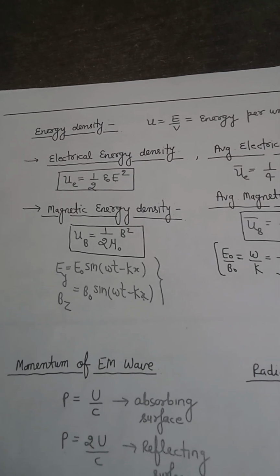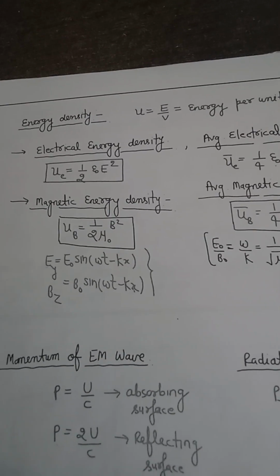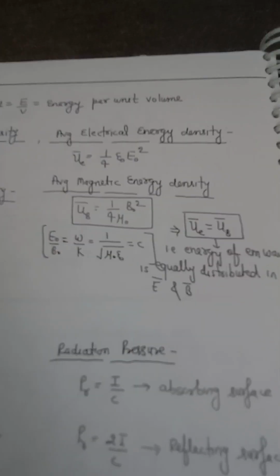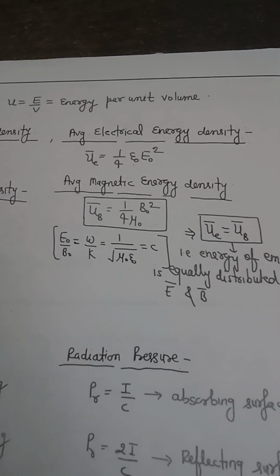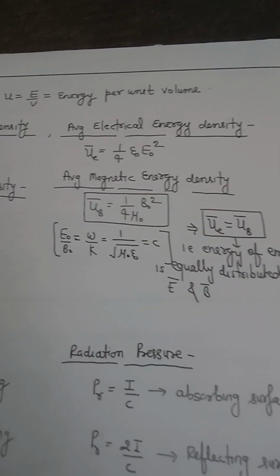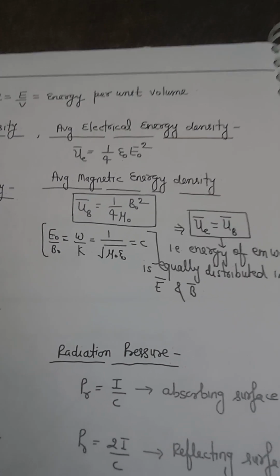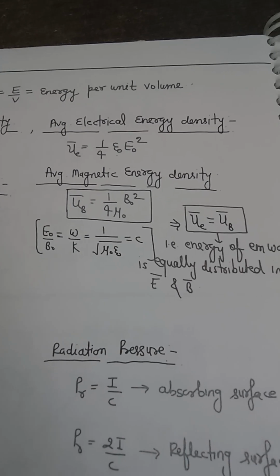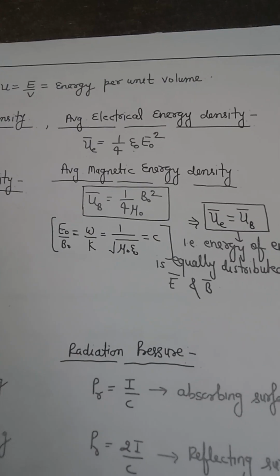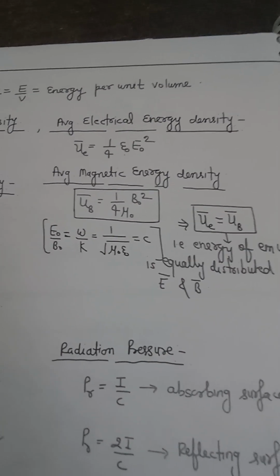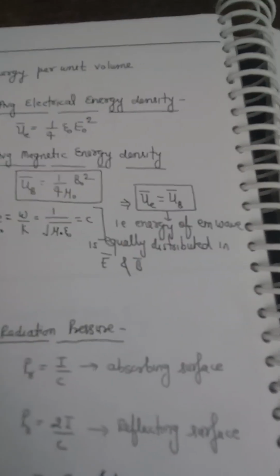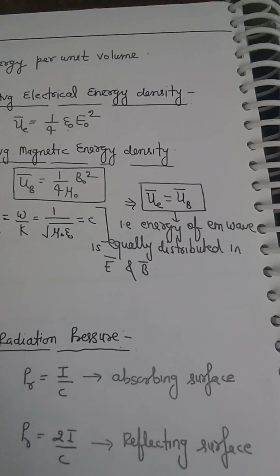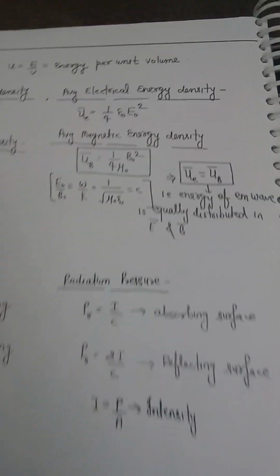Here E_y is equal to E₀ sin(ωt − kx), and B_z is equal to B₀ sin(ωt − kx). And average electrical energy density U_E is equal to 1/4 ε₀E₀², and average magnetic energy density U_B is equal to 1/(4μ₀) B₀². So E₀ upon B₀ is equal to ω upon k, and that is equal to 1 upon root μ₀ε₀, that is equal to c. So U_E is equal to U_B, that is, energy of an EM wave is equally distributed in electric and magnetic field.